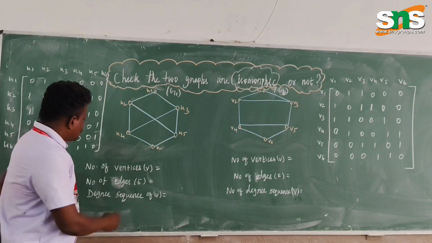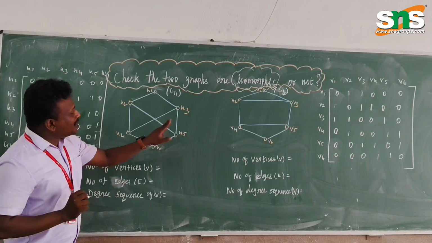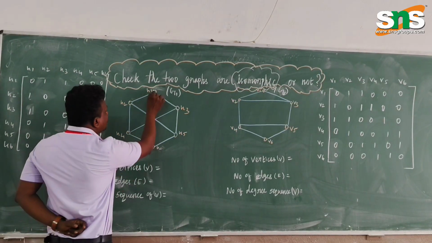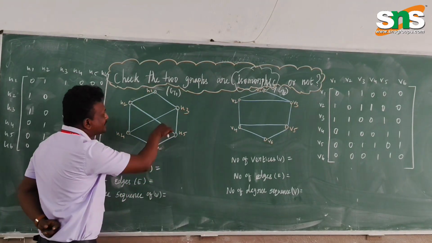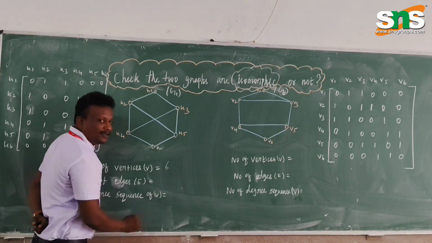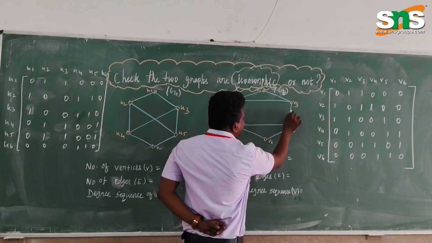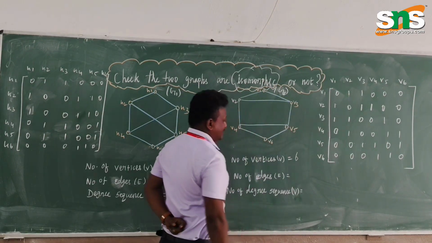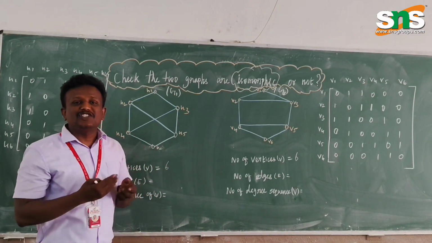Let me check. First, we need to find out whether both graphs have the same number of vertices or not. Let me check: V1, 2, 3, 4, 5, 6. So graph 1 has 6 vertices. Let me come to graph 2: 1, 2, 3, 4, 5, 6. It also has 6 vertices. Now let me check whether both graphs have the same number of edges or not.